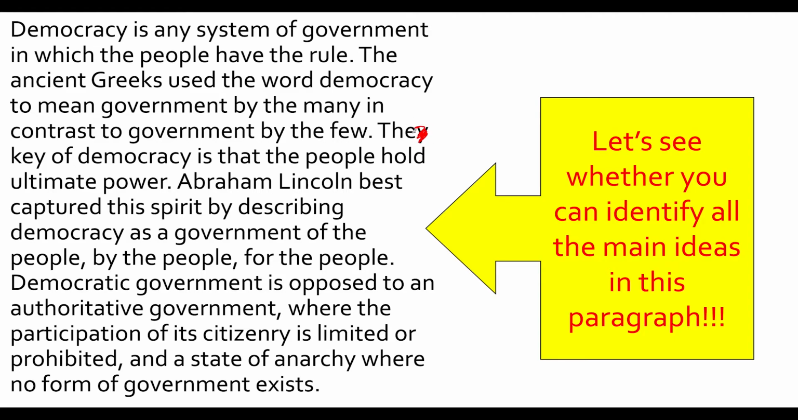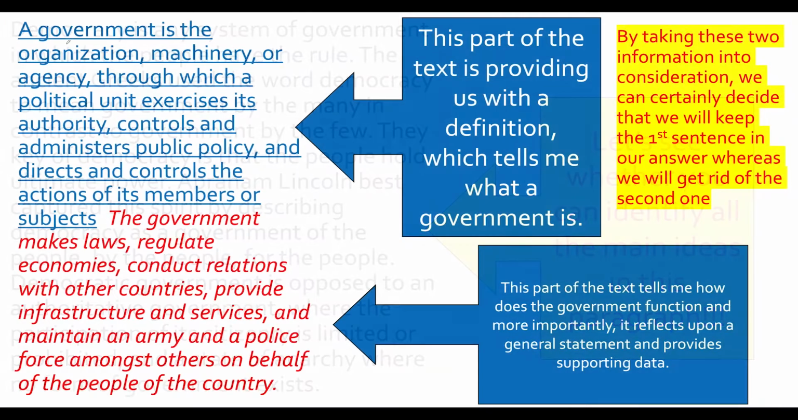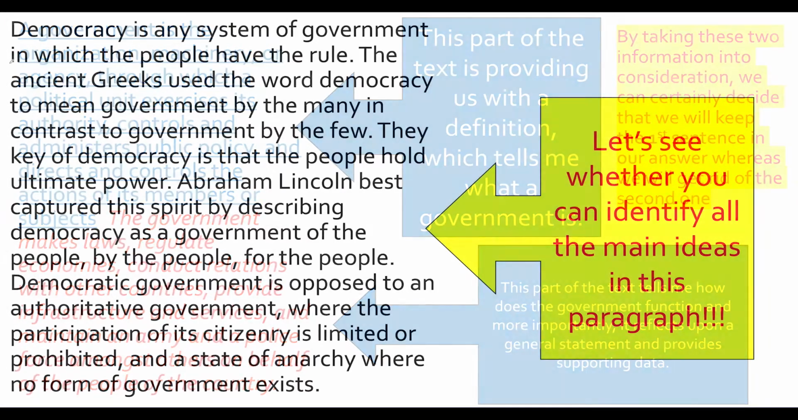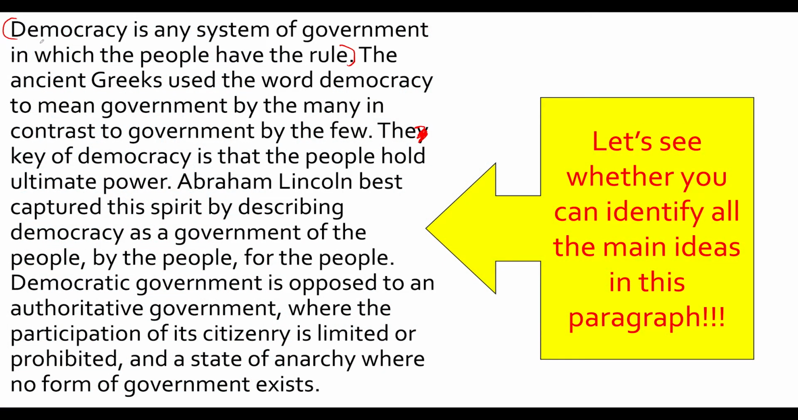The key of democracy is that the people hold ultimate power. Abraham Lincoln best captured this spirit by describing democracy as a government of the people, by the people, for the people. Now take a look at it here. Democracy is any system of government in which people have the rule. Now we have in the previous paragraph discussed what a government is, but we have not discussed what democracy is or what kind of government we are talking about.